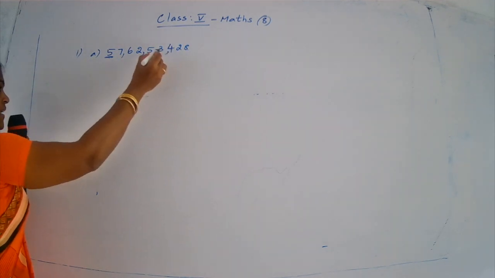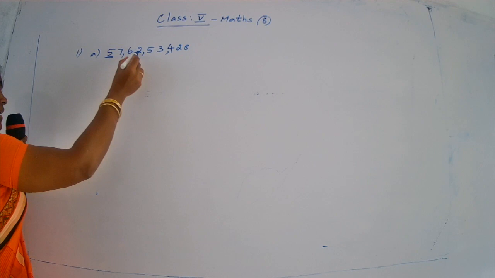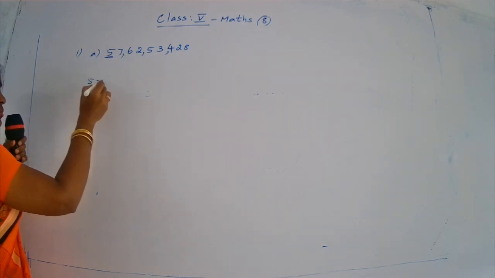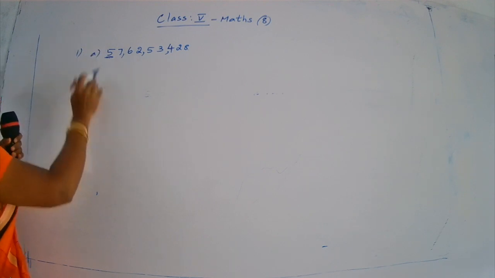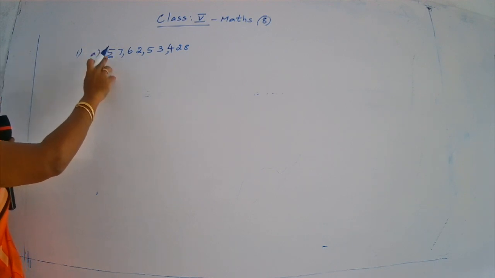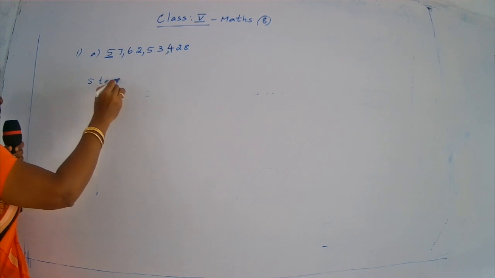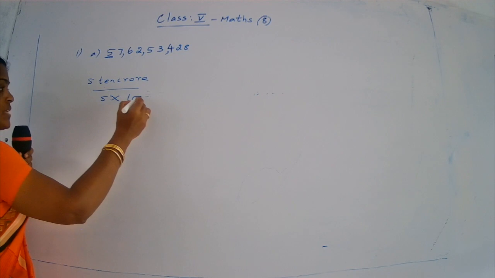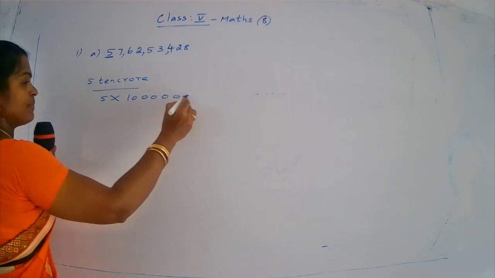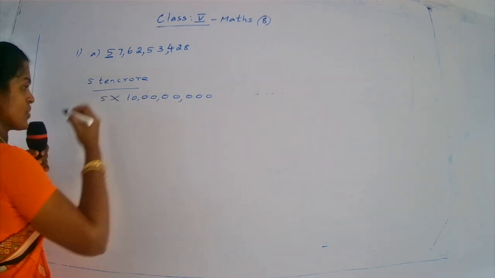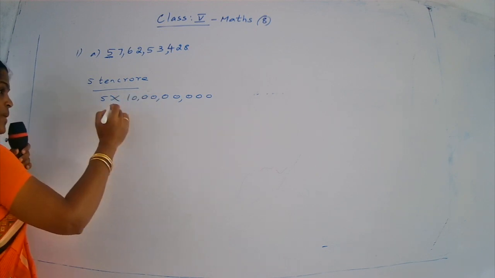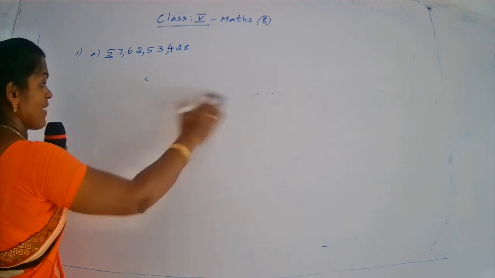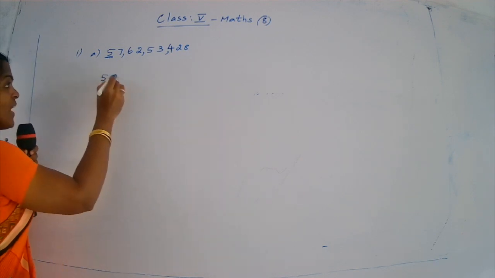Ones, tens, hundreds, thousands, ten thousands, lakh, ten lakh, crore, ten crore. So the place value of 5 is 5 into 10 crore. 5 into 10 crore is equal to 50 crore. So the place value of 5 is 50 crore.